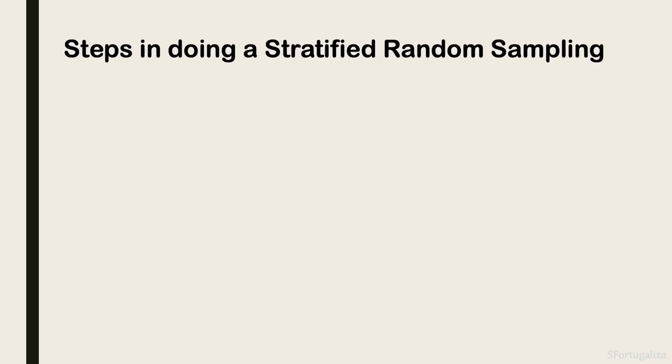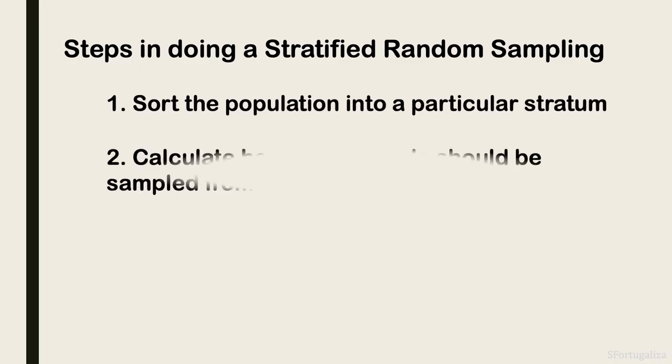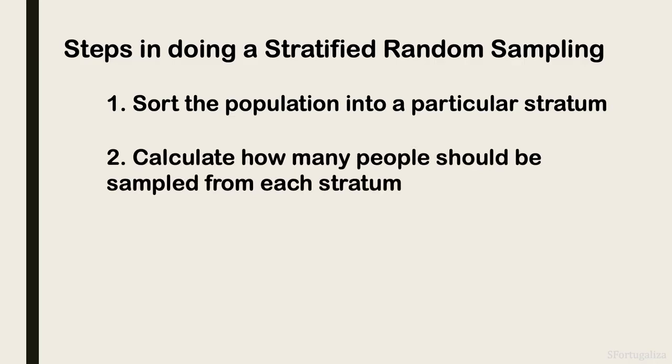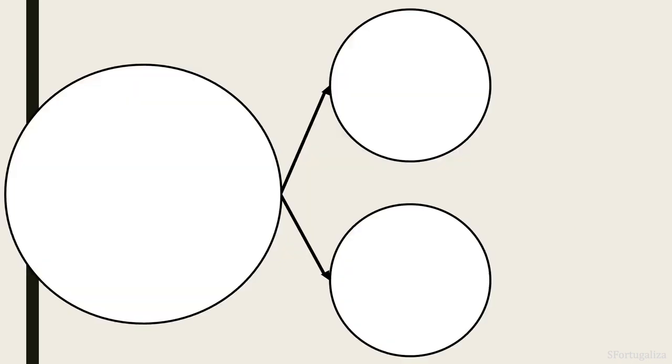Here are the steps in doing stratified random sampling. Number 1. Sort the population into particular strata. Number 2. Calculate how many people should be sampled from each stratum. And number 3. Use random sampling to select a sample from each stratum.